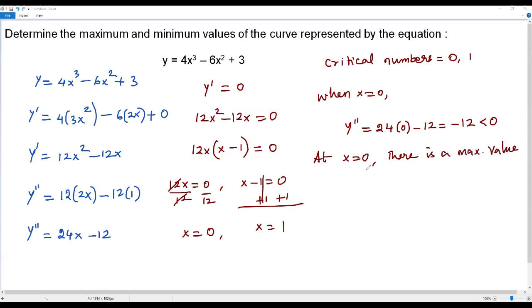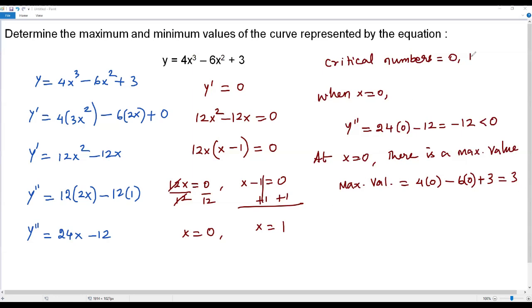To get the maximum value, I plug this critical number 0 for x into the original equation. The maximum value equals 4 times 0 - 6 times 0 + 3, because when I plug in 0, 0 to the third power is 0 and 0 to the second power is also 0. Finally this is 0 - 0 + 3. So the maximum value of the curve represented by the equation is 3.